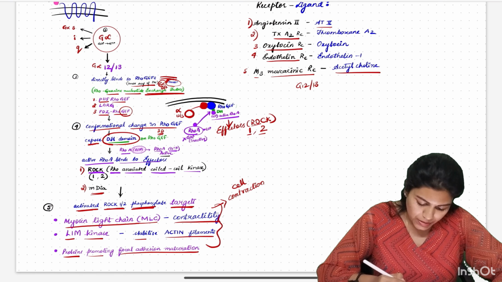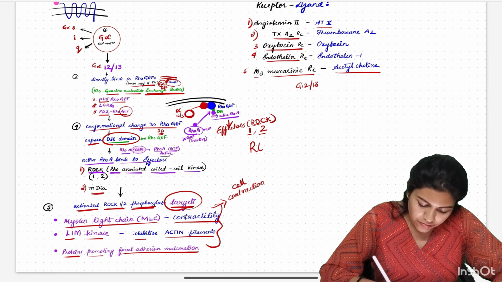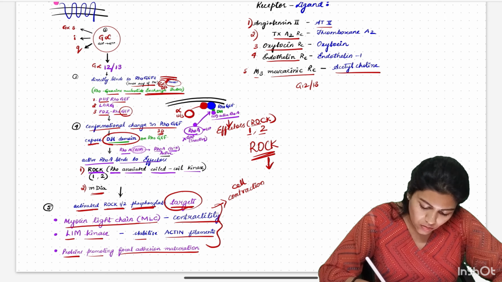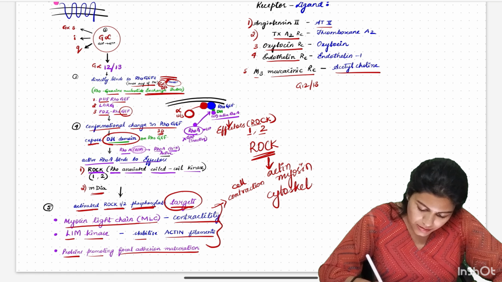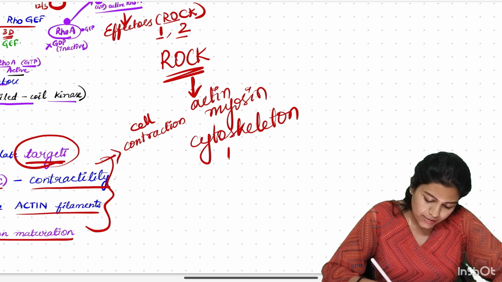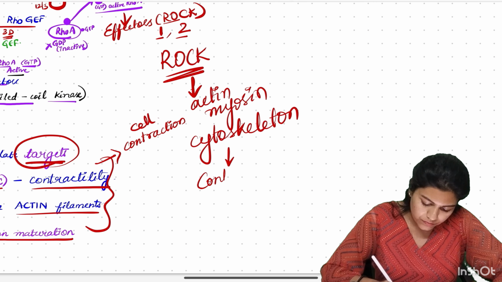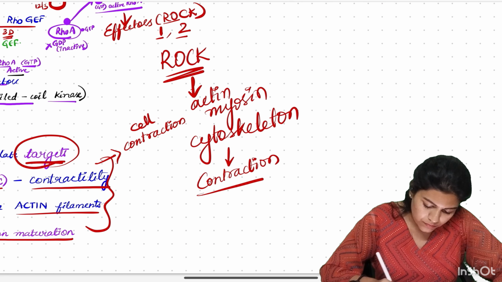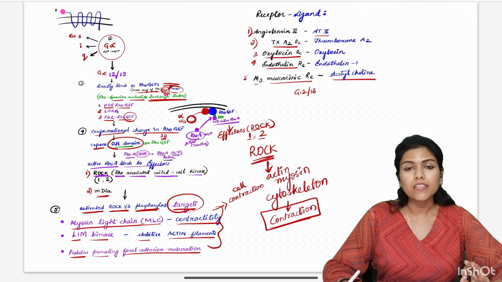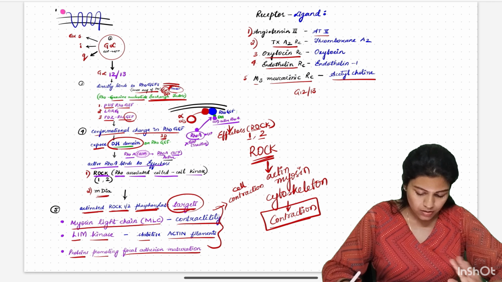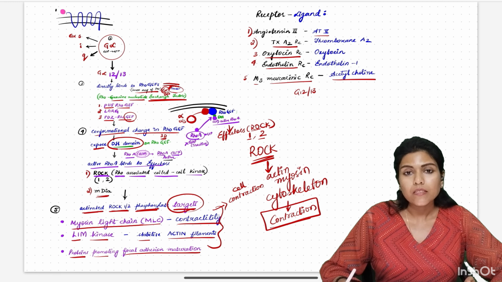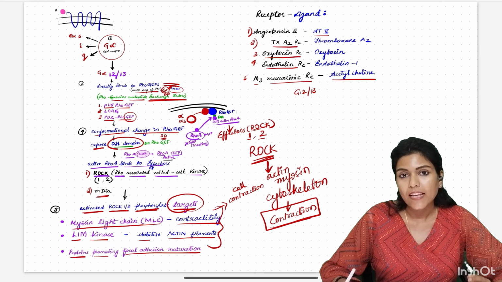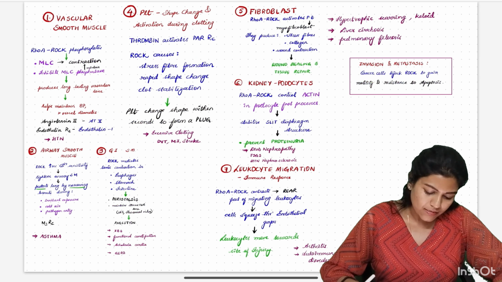So what does all this mean? The final effector ROCK will act on the actin-myosin cytoskeleton, and finally it will cause cell contraction. It will result in contraction. It will increase the contraction. This is the final end result given by this activated ROCK in this pathway. So let's see a few other examples where this ROCK pathway gets activated, with clinical significance.